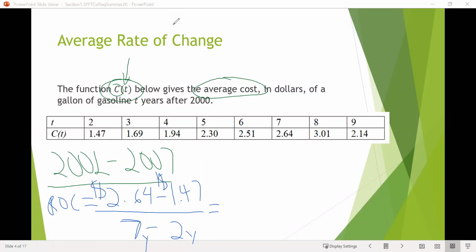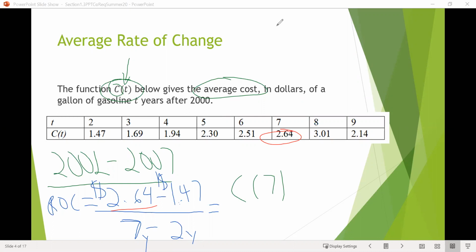One other thing I want to point out before we move on is another way to write this calculation. Notice that 2.64 is the output we get when we input 7 into the function. So another way to write that would have been C of 7.